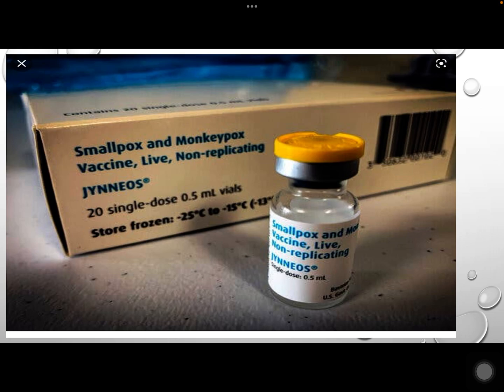Currently, there is no specific treatment for monkeypox disease. However, experience with smallpox suggests that the vaccinia vaccine, cidofovir, tecovirimat treatment, and vaccinia immunoglobulin IVIG may have a use in monkeypox treatment.